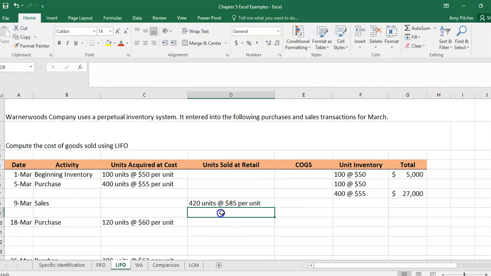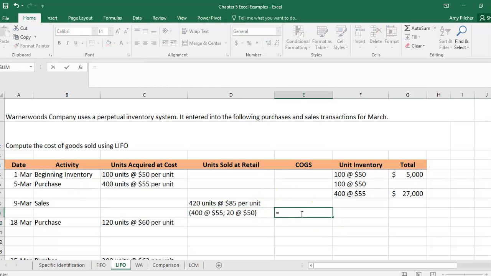Now, when we sell these 420, 400 of them are at the $55 cost, the most recent cost we just added, because we're using LIFO. So last costs are the first out. And the additional 20 come from our beginning inventory of $50 per unit. So our cost of goods sold under LIFO is 400 times 55 plus 20 times 50. And our ending inventory is 80 at $50.